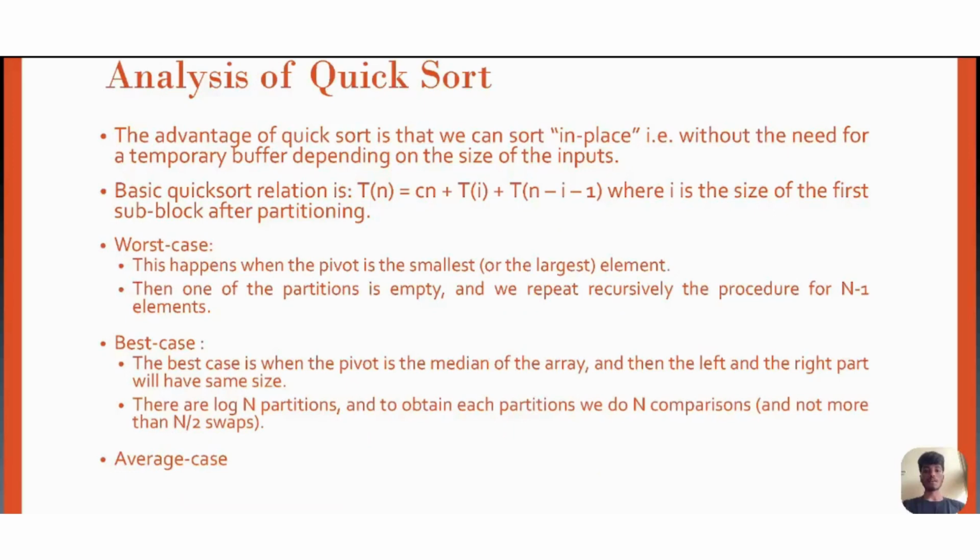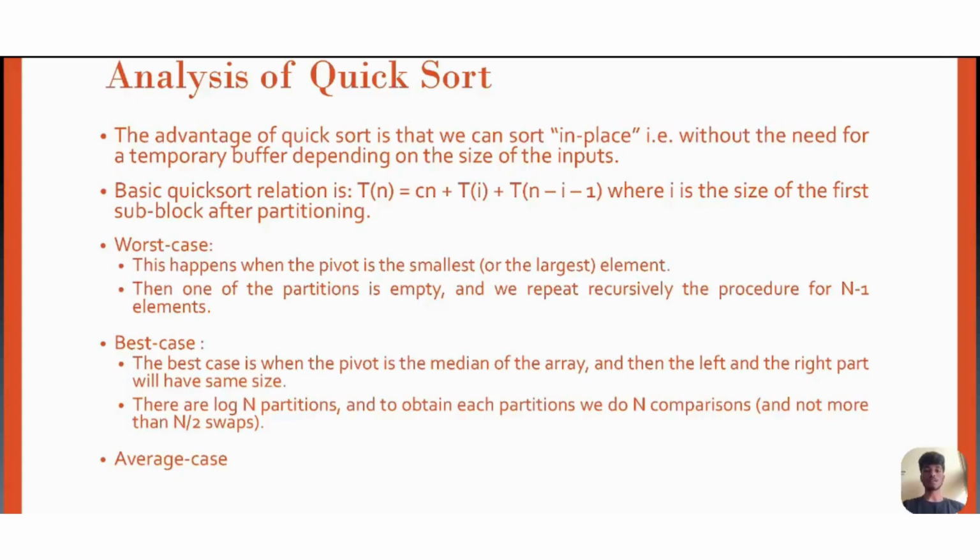Analysis of quicksort. The advantage of quicksort is that we can sort in place, without the need for a temporary buffer, depending on the size of the inputs. The basic quicksort recurrence is T of n equals Cn plus T of i plus T of n minus i minus 1, where i is the size of the first subblock after partitioning. Worst case: this happens when the pivot is the smallest or the largest element, then one of the partitions is empty and we repeat the procedure recursively for n minus 1 elements.